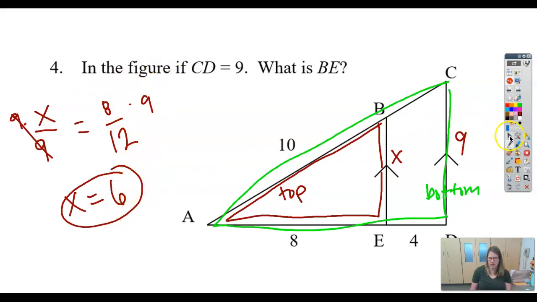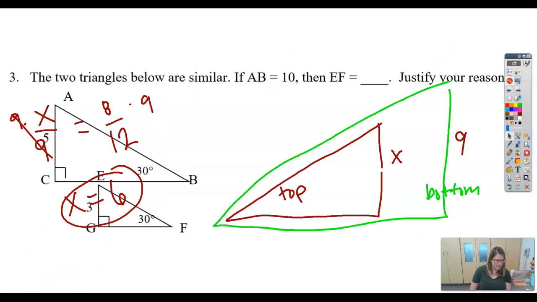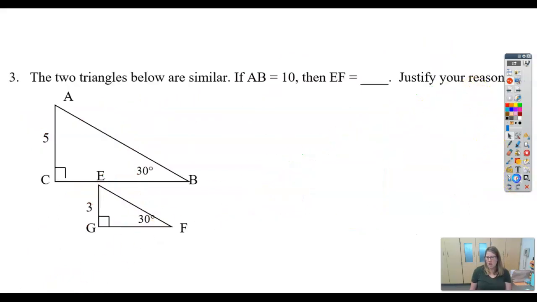Okay, so let's try another one. Now I have two triangles. The triangles are similar, so that's given to us. We know they're similar. So it's saying if side AB, so that's this one, is 10, we need to find EF. So we're looking for this side right here.